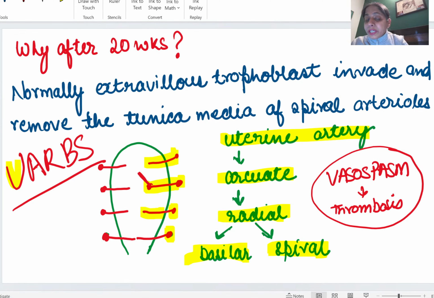Now this spiral artery's tunica media is normally removed by the extravillous trophoblast, because villous trophoblast makes the villi, so extravillous trophoblast does the extra work. They remove the tunica media. But if there is no removal or poor removal of this tunica media, then there will be vasospasm. See, it is written here in the corner. Then that vasospasm will lead to preeclampsia. So poor invasion of the extravillous trophoblast and less removal of the tunica media leads to vasospasm. This vasospasm is present in the fetal vessels and also in the maternal vessels, which increases the BP. So this is the main problem.